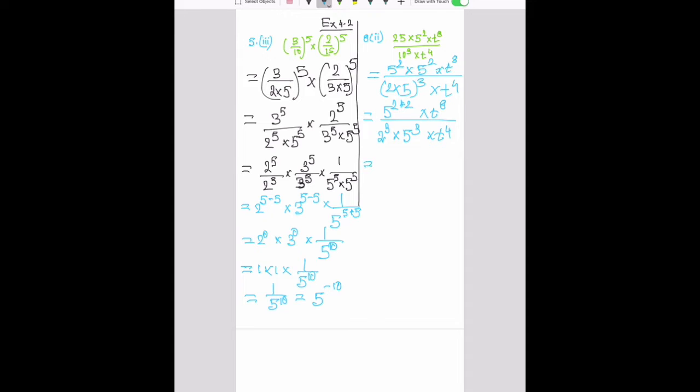Now on the numerator, what are the things we have got? 5 to the power 4. So write 5 to the power 4 and separate the other numbers, like 5 to the power 3 below. Then nothing is there, 1. It's 2 to the power 3. I'm just separating so that we can do the calculations easily. For each and every base, I'm just separating the different things.